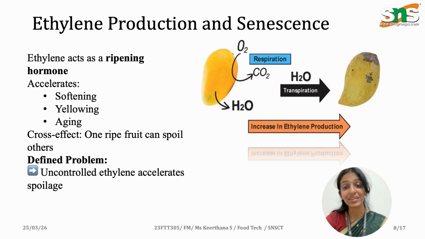And then we have ethylene production and senescence. As we all know, ethylene is a ripening hormone. It accelerates the ripening process, causing softening and color change. One ripe fruit releases ethylene, which can affect the nearby fruits that are present. That's why one rotten apple spoils the others.